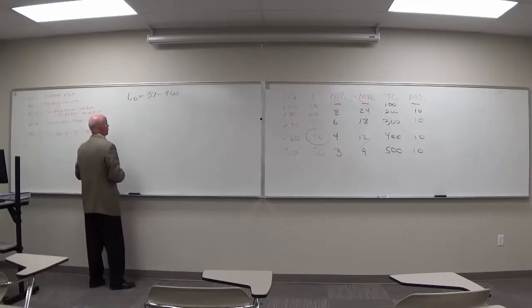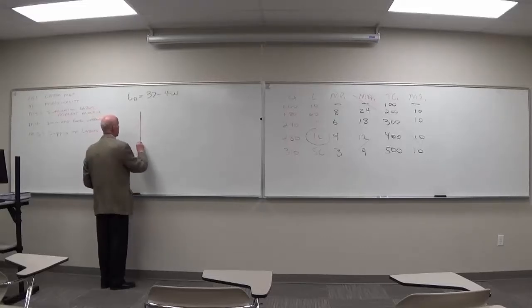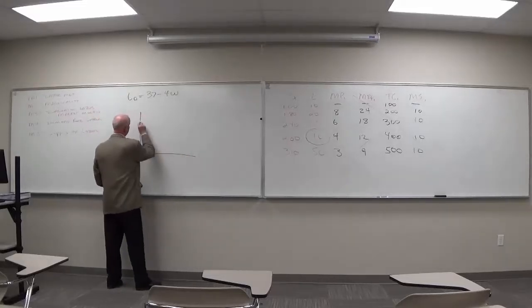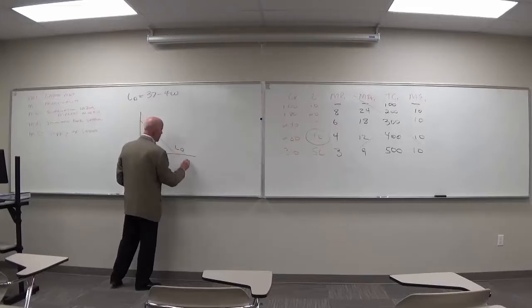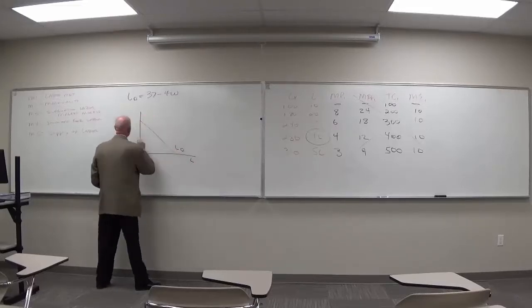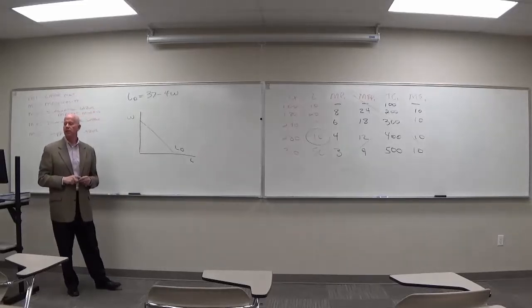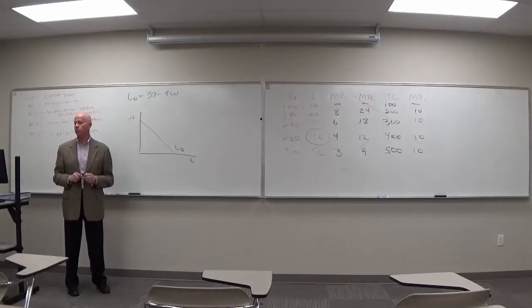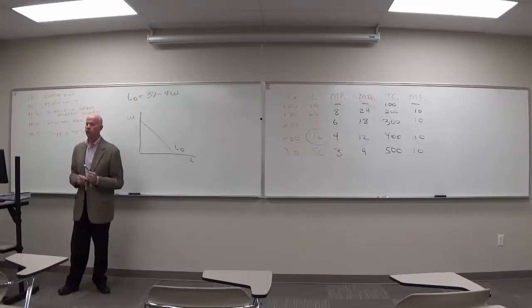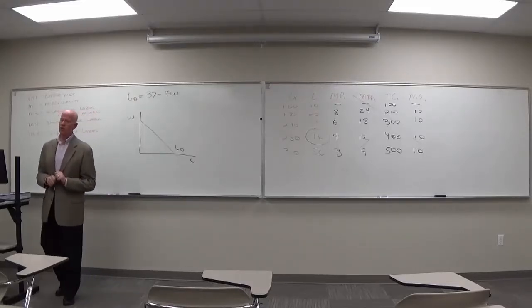I've suggested to you that the labor demand curve in a competitive labor market is identical to the marginal revenue product of labor curve. How do I show you that? How do I get to that equationally?